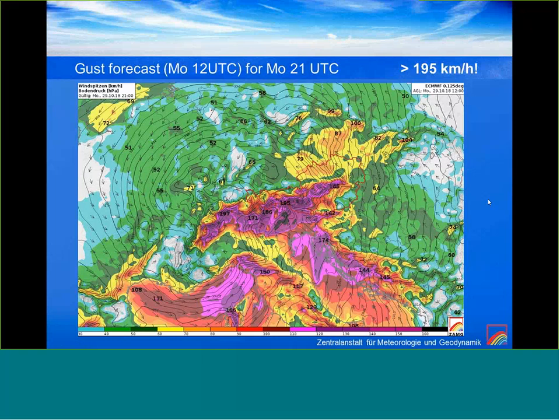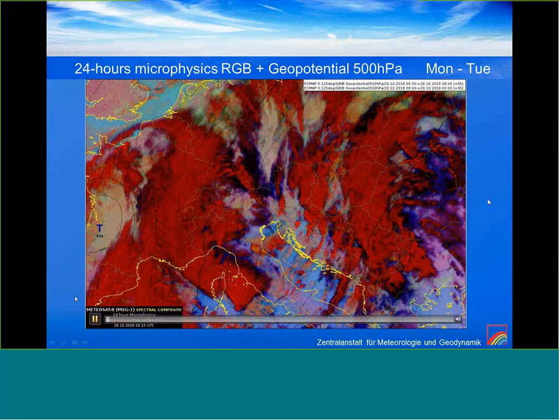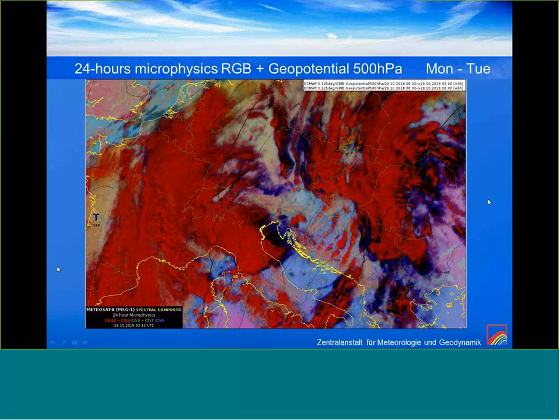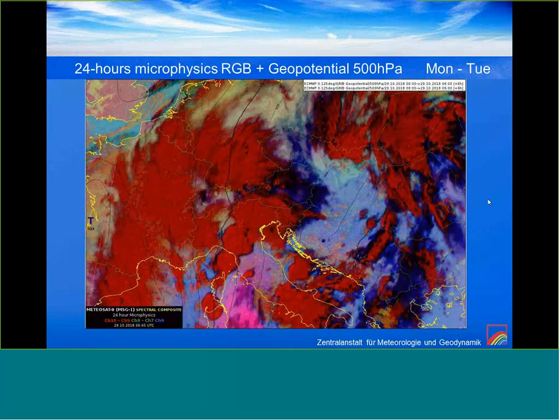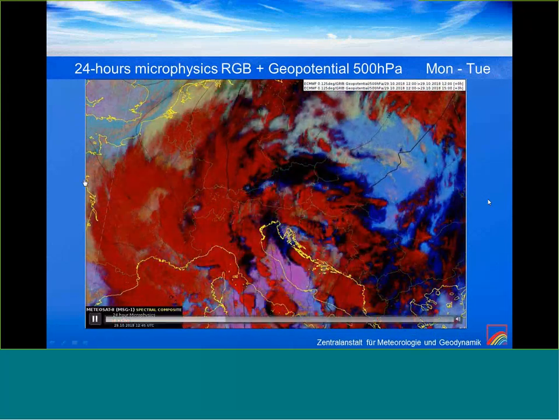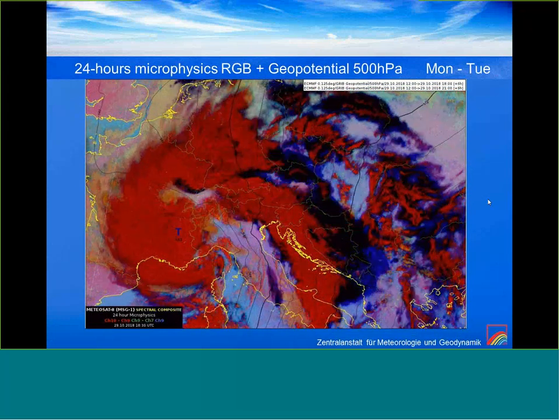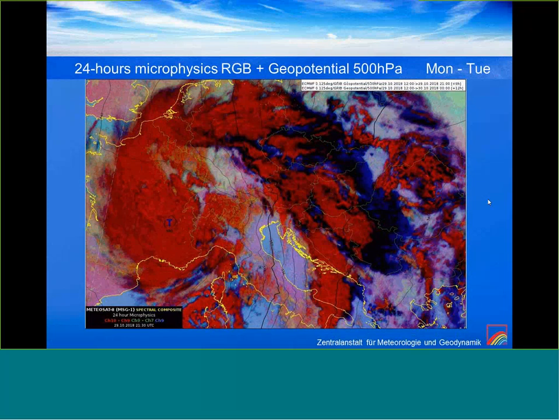And now I would like to jump from this forecasting to the nowcasting, so to speak, to monitoring, and for this I have prepared this loop of the 24 hours microphysics RGB. I would like to play it now and just watch and enjoy. So many different things to see. I have chosen the 24 hours microphysics because this goes overnight, and then we have the complete picture of Monday and Tuesday.